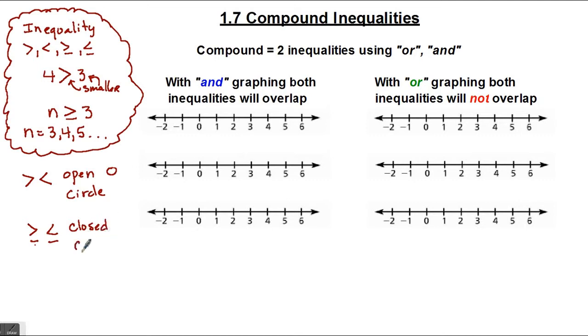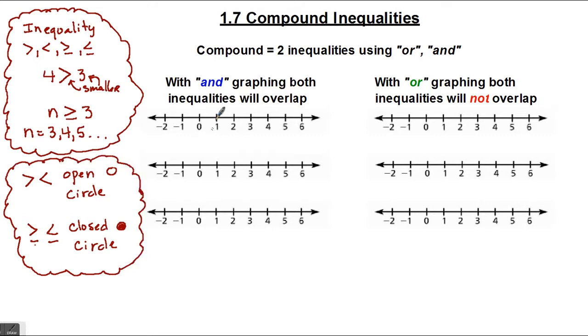A closed circle means that we're going to shade whatever we're going to graph on the inequality, and we'll go through those examples right now. But this is the second thing I want you to keep in mind and write down so you can always reference back to it in your notes. All right, so let's now go to 1.7.